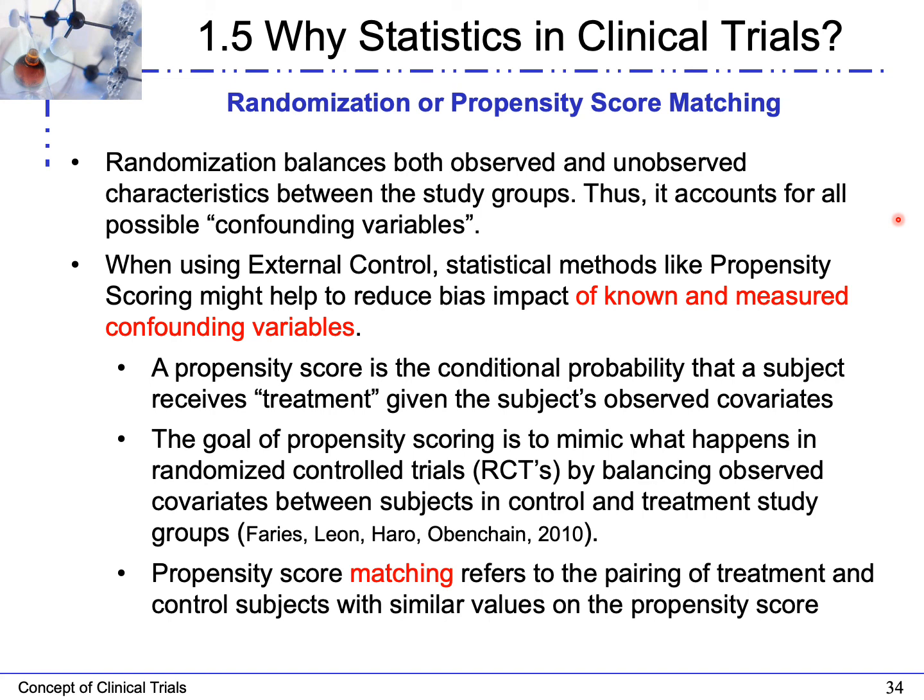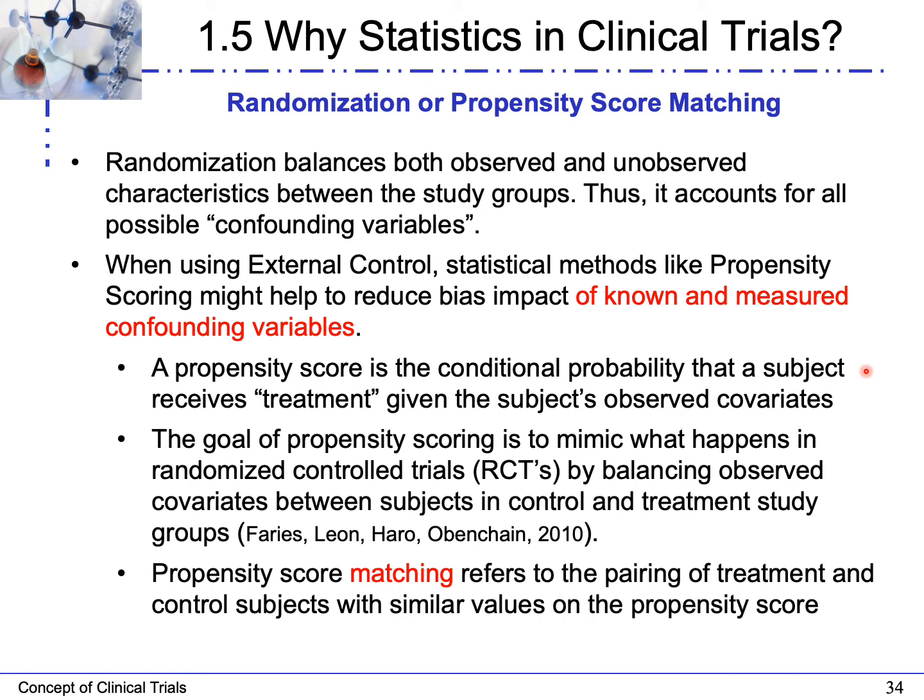So a propensity score is the conditional probability that a subject receives treatment given the subject's observed covariates. And the goal of the propensity scoring is to mimic what happens in a randomized controlled trial by balancing observed covariates between subjects in control and treatment study groups.